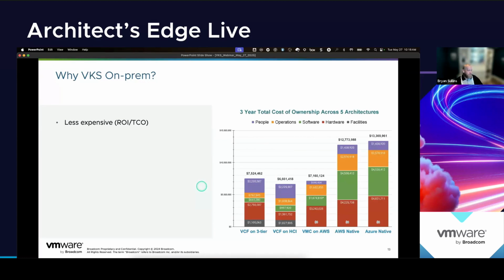So why VKS on-prem? There are probably some other things that my compatriots can list as well, but one of the biggest ones I would say is that you can have the same capabilities, just less expensive with a better ROI and a lower TCO. And this is just an example that we've had. We have tools that we can prove this out with. These are things that I've actually done with a lot of our customers to show them literally that it's going to be cheaper to run VCF and VKS as part of that stack compared to out in the public cloud. By the way, this 0 is actually facilities, just so you know, because it's a little confusing to look at.